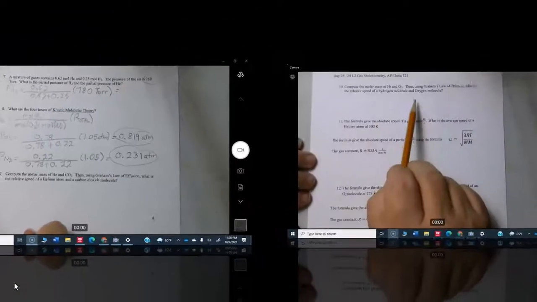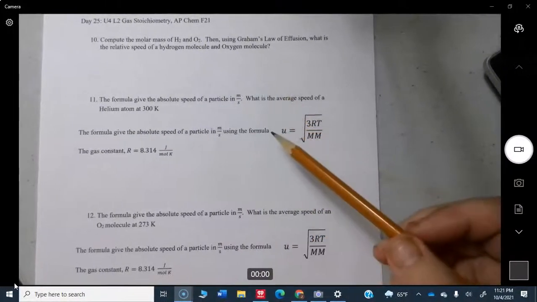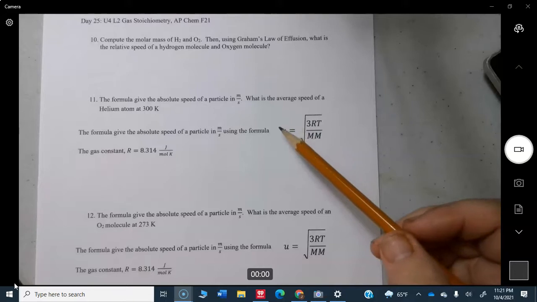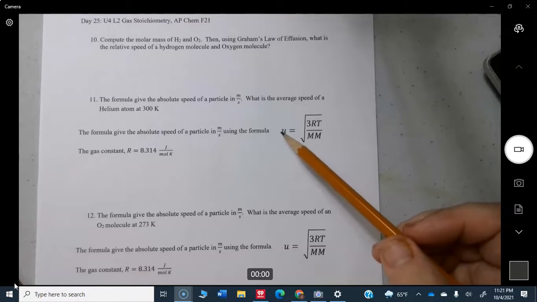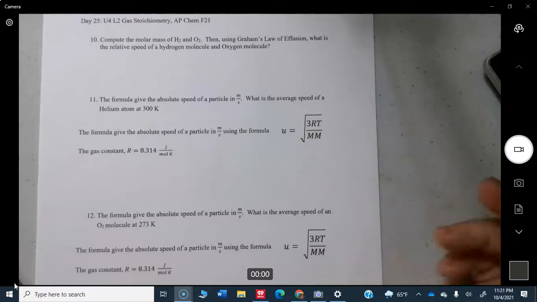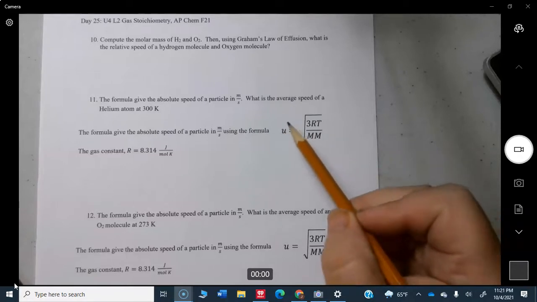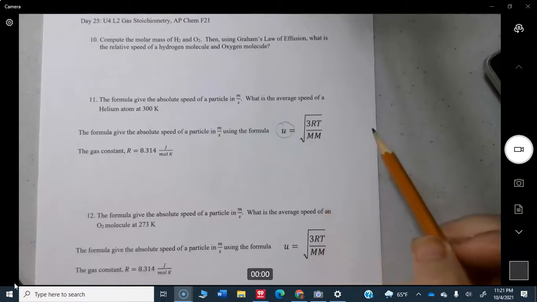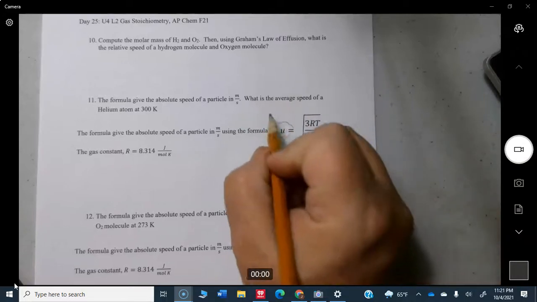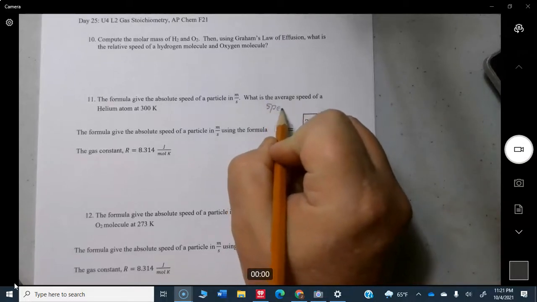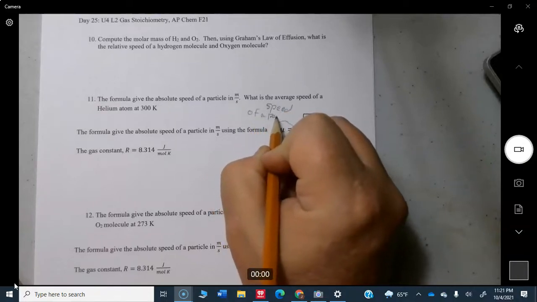So again, 10 is the same thing. It's Graham's law. Now, remember what Graham's law tells you. It tells you the relative speed of the lighter molecule compared to the heavier. How much faster is the lighter molecule going than the heavier? It doesn't give you an absolute speed. It doesn't give you something in meters per second or miles per hour. This formula does. It gives you an answer in meters per second. It's kind of an unusual unit for speed, but in this particular context, that's what it means. It's the speed of the particle in meters per second. So it's an absolute speed.